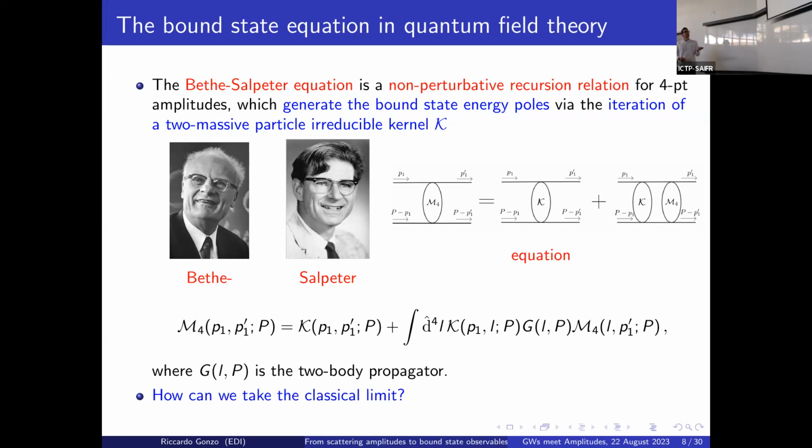And the question is, how can we take the classical limit of this? This is a non-perturbative equation. I said if you like, this whole Schwinger-Dyson equation, you land exactly on the same things. I want to stress that these are for two-massive-particle irreducible diagrams. So if you cut into two, it cannot be cut into two. The small pieces of the diagram entering the kernel have to be two-massive-particle irreducible. We will get an example later, so that will be clear.